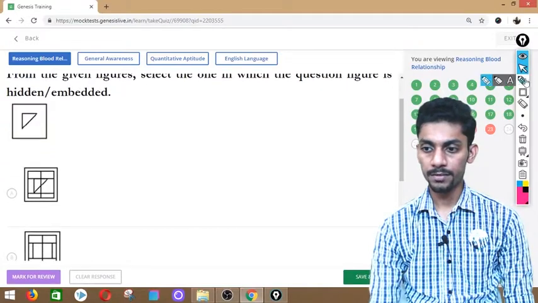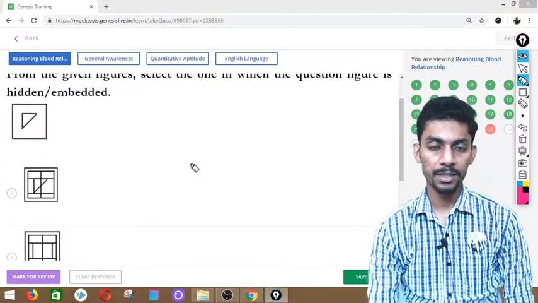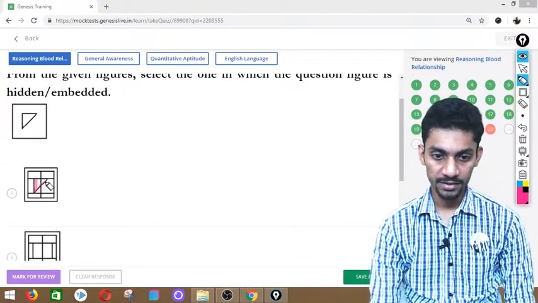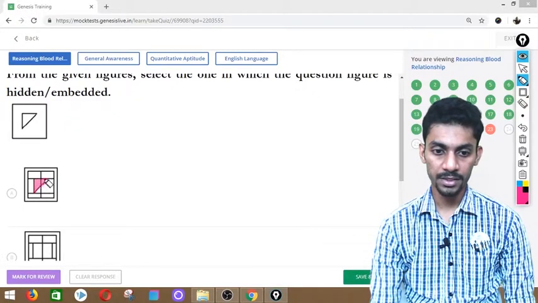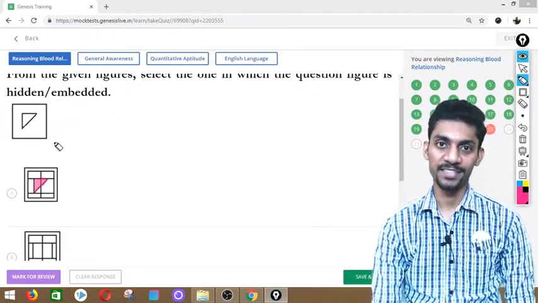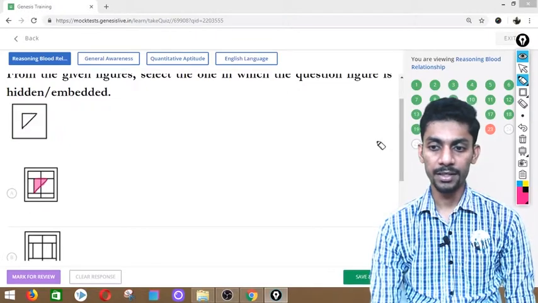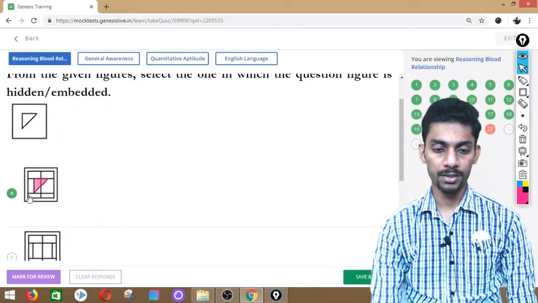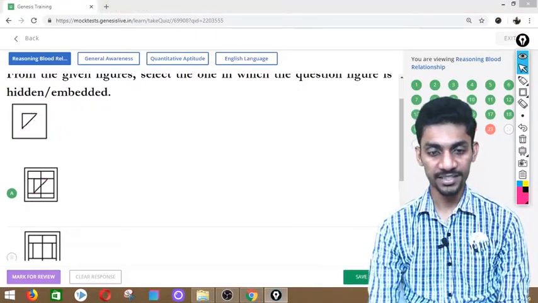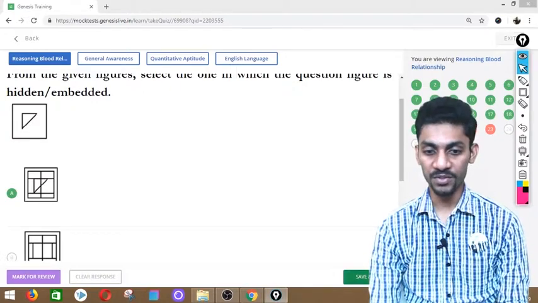Next one. Where is this figure embedded? I think you already saw the answer. It is here. Correct? See the question, see the shaded part, and see the given question. It's the same. So that image is embedded in option A. So very simple ones you are getting. I hope you get the same ones in exams also.